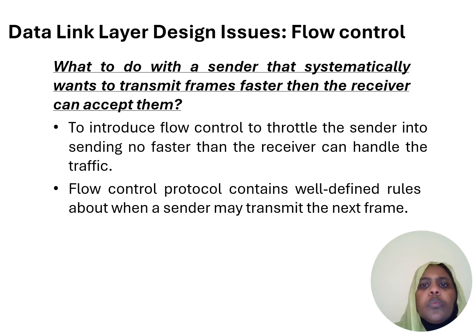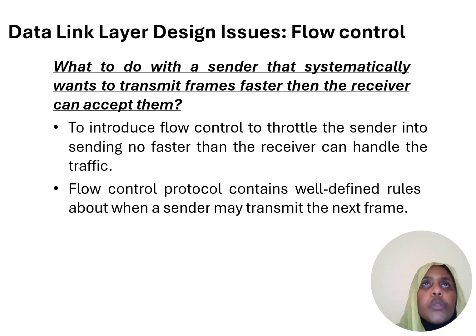The last issue with the design of the data link layer is flow control. The question is, what do we do if a sender is trying to swamp a receiver? A fast sender is trying to swamp a slow receiver. An example for that is a smartphone asking for data from a web server. A smartphone has modest capacity and the web server has a very huge capacity. So what shall we do? We will introduce flow control in order to stop the sender from swamping the receiver with data.